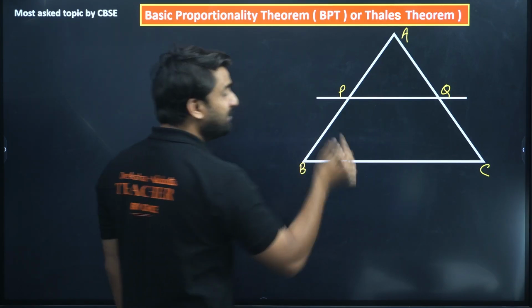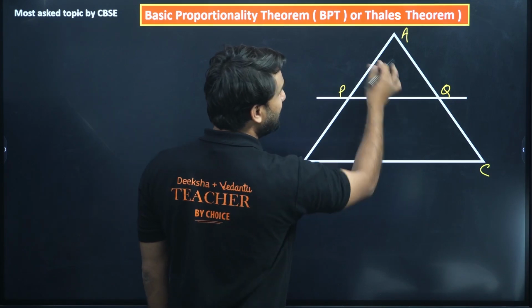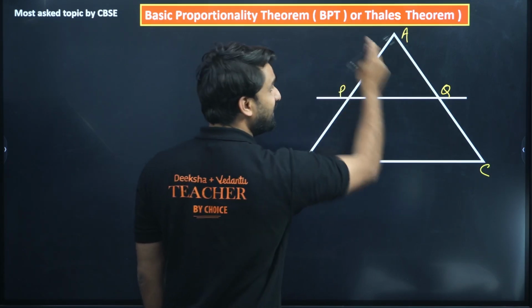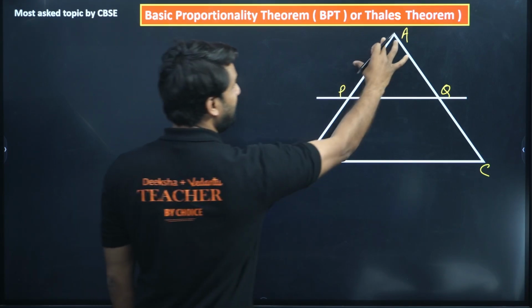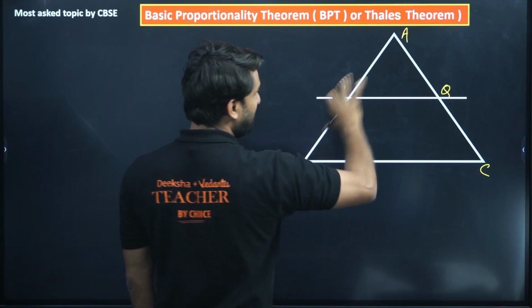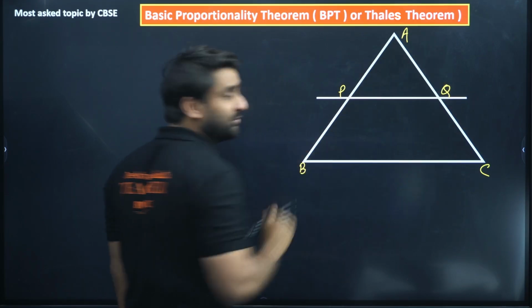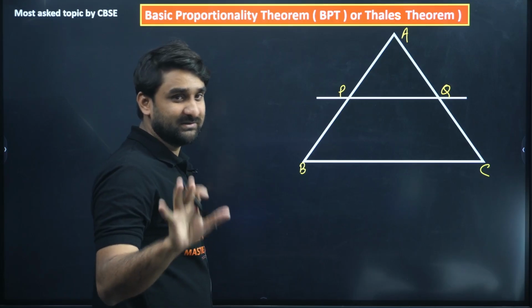it implies that this line PQ divides these two sides AB and AC in the same corresponding ratio, meaning AP divided by PB is equal to AQ divided by QC. This is basically BPT.